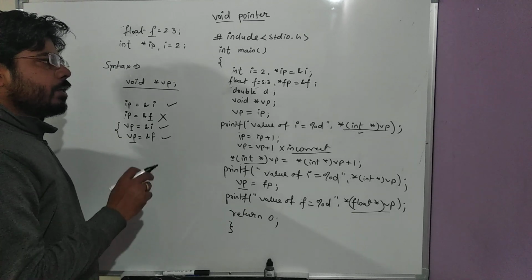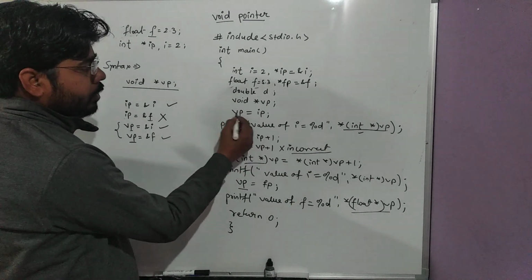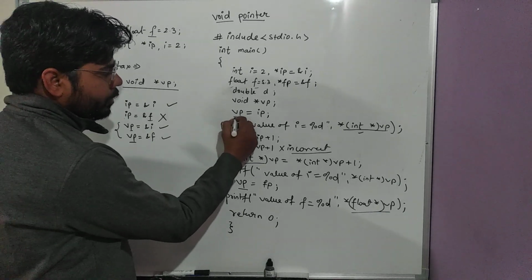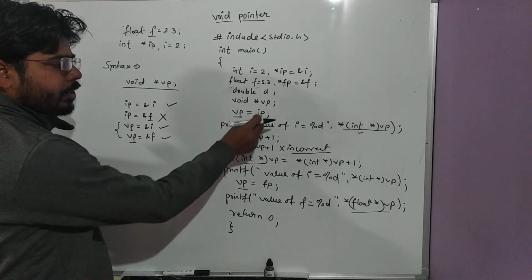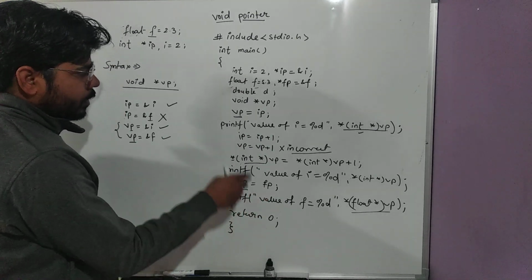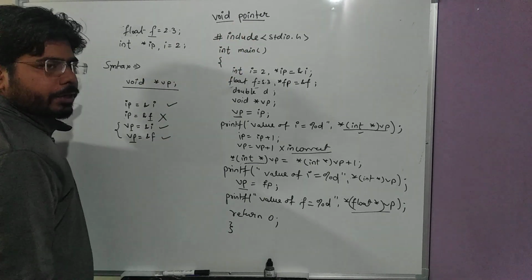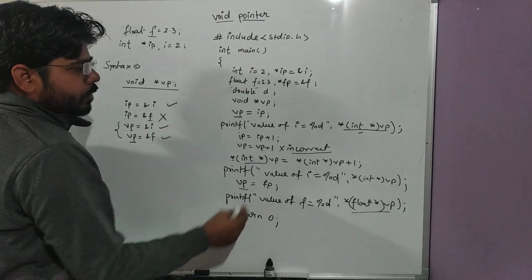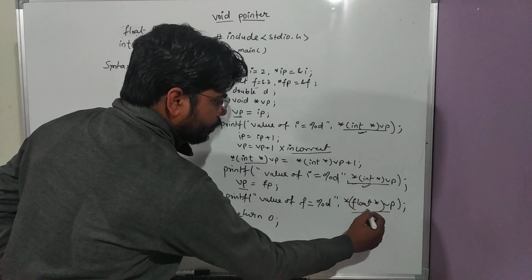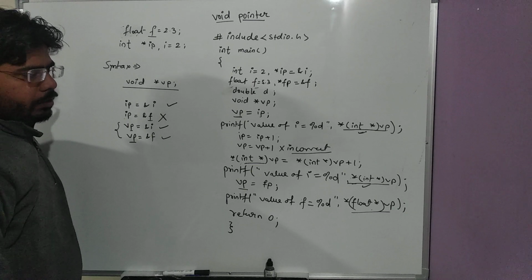The benefit of void pointer is that anytime you can change the reference of this void pointer. Here, this void pointer was pointing to the integer value, and here the void pointer is pointing to the float value. We cannot simply do this with a normal pointer, but with a void pointer, this is the very important thing: every time you dereference the void pointer, you have to typecast it.